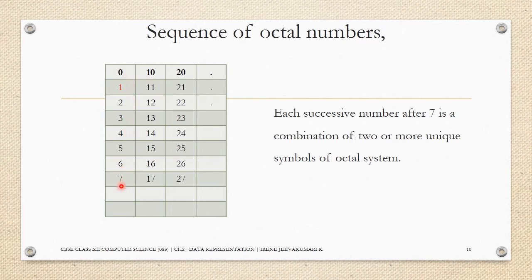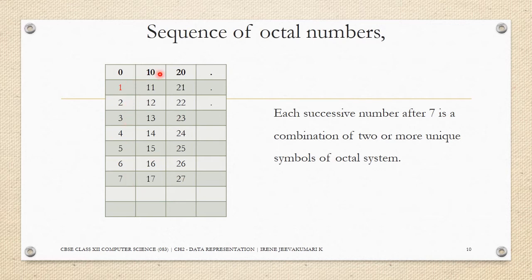So, after 7, the next successive combinations will be 10, 11, 12, 13, 14, 15, 16 and 17. After 17, the third number's combination should be taken with all these 8 numbers.